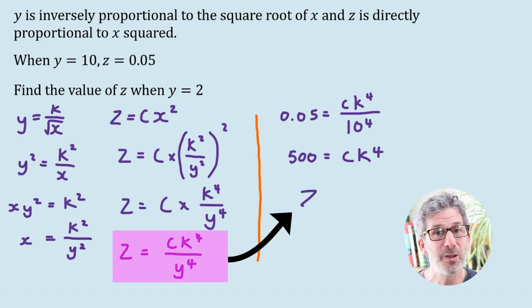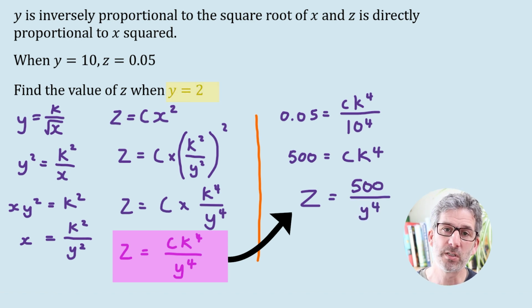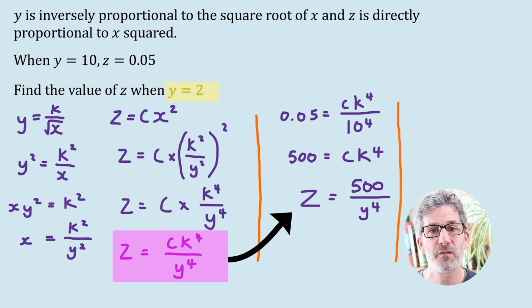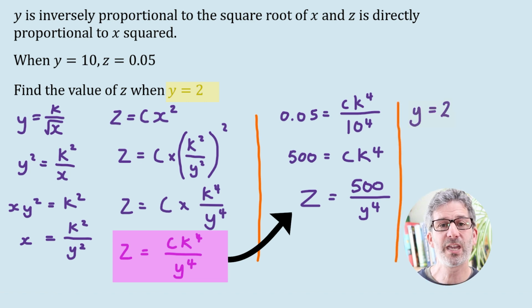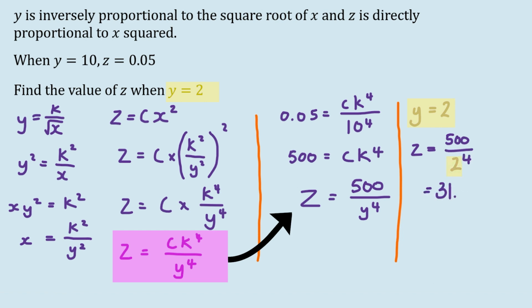Now we've got the formula that we can use that links Z and Y. The question asks us to find Z when Y is 2, so all we've got to do is substitute 2 into that formula. If we do that, we get Z is equal to 500 over 2 to the power of 4, which is 16. And that gives us a final answer of 31.25.